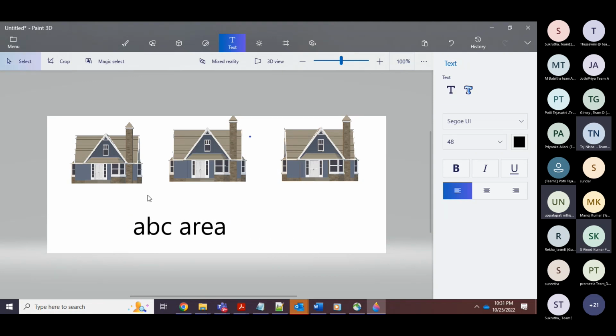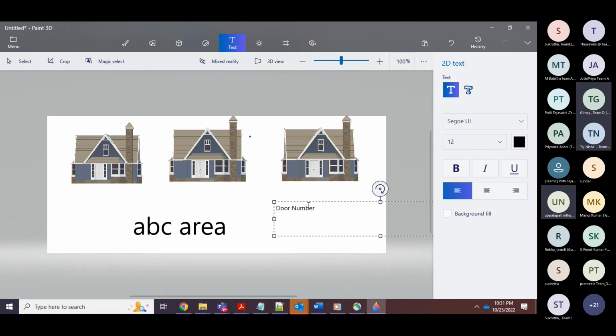All three houses are available in which area? ABC area. Okay. So this is the road, and for this house, what are the things we know? House number. Door number, front door, back door. First door number, color, house number. Okay.